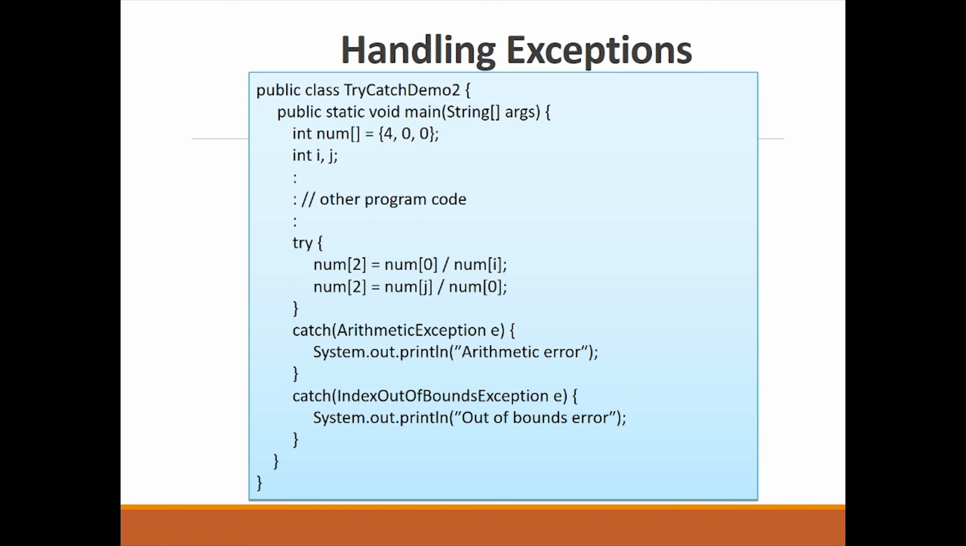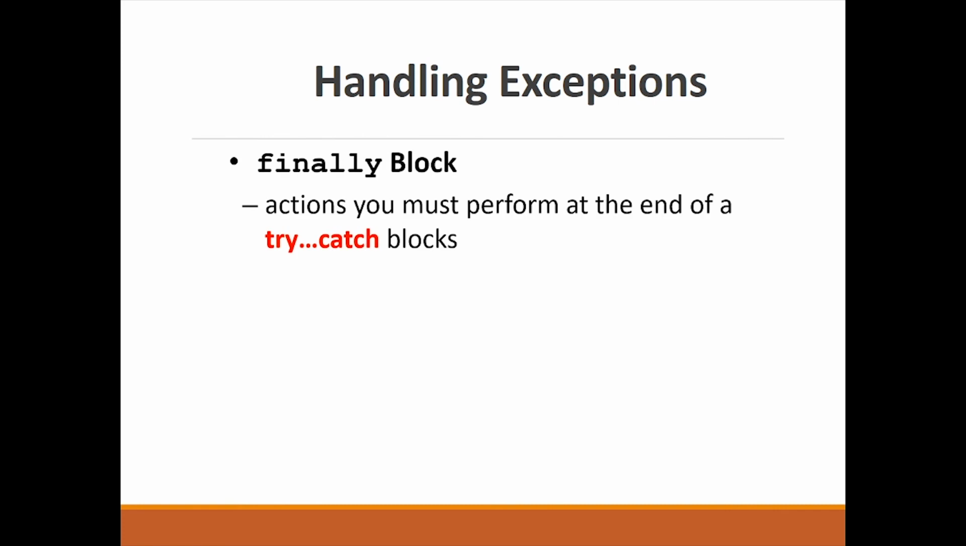For the first block, it's going to be an arithmetic exception because we cannot divide by 0. And then next is an index out of bound exception, because the values for i and j were not set, so the program cannot identify where to point, or which array address to point to. Lastly, we have the finally block.